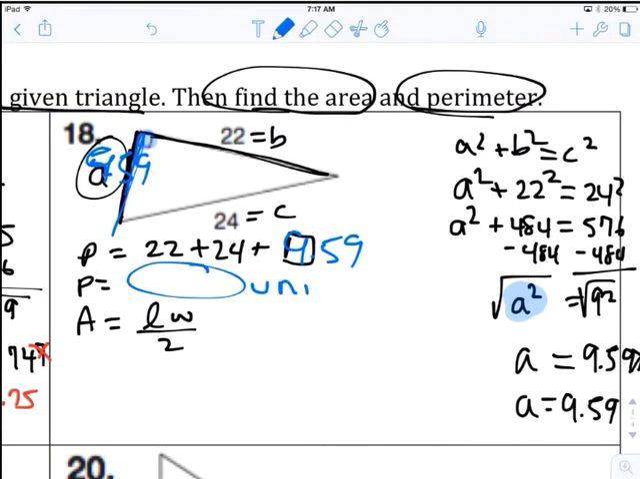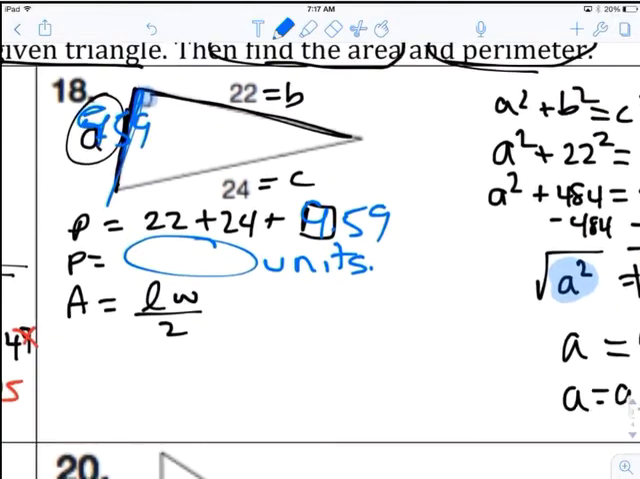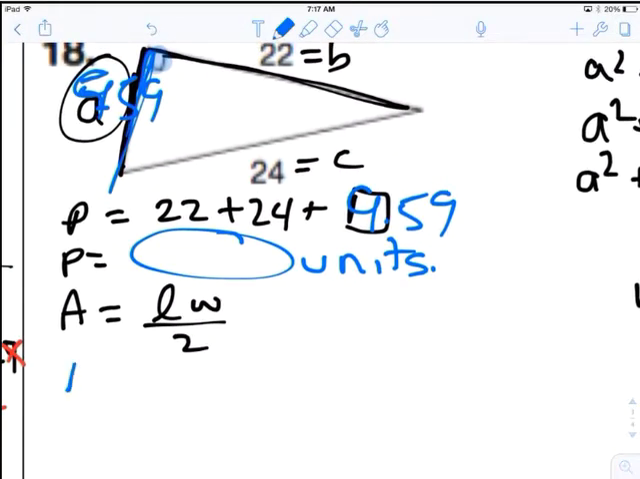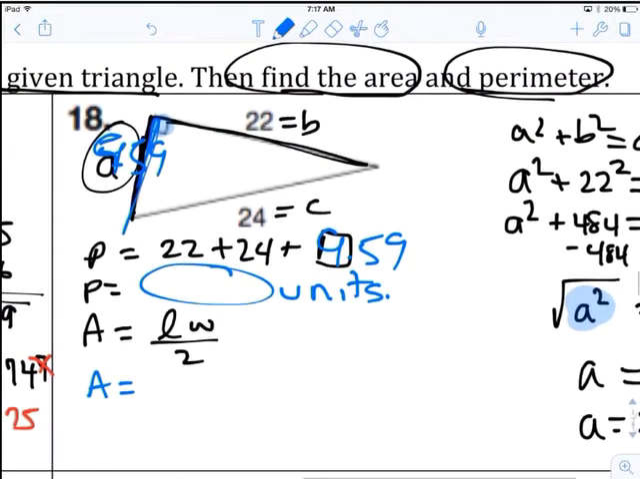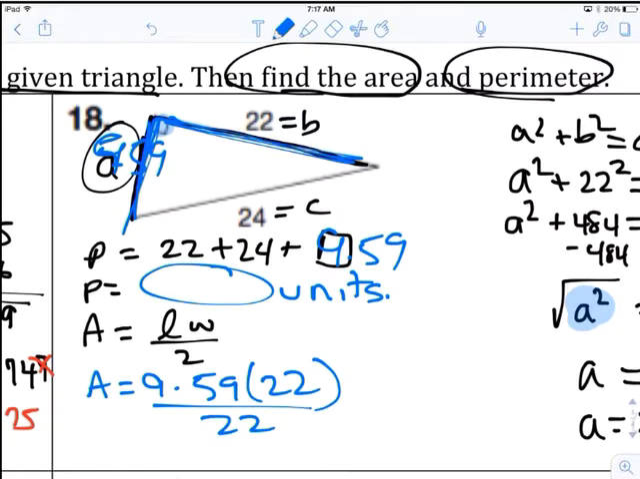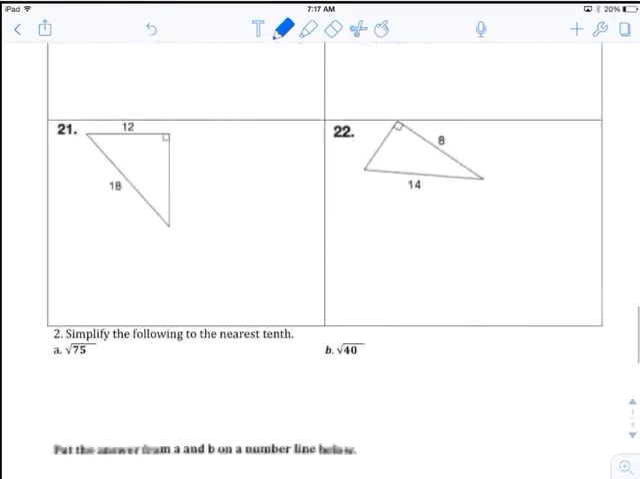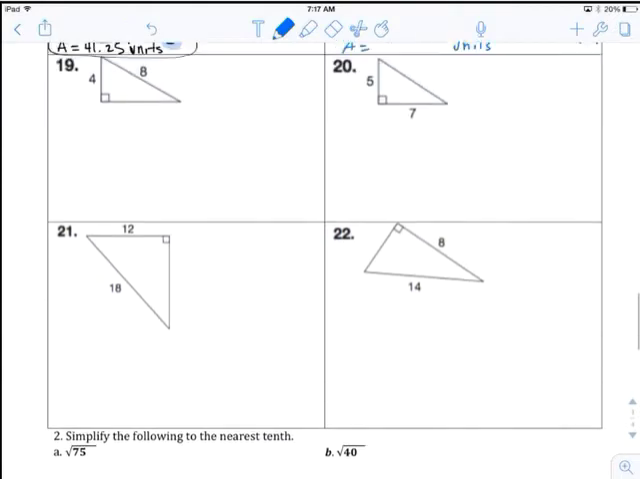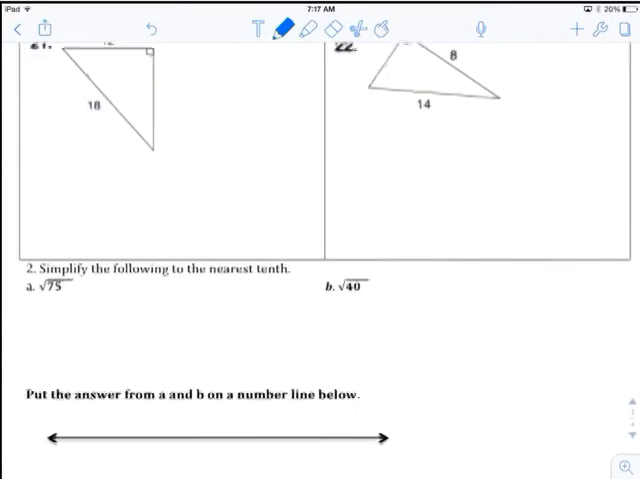Remember, your answer is just units. And then you do area equals length times width. Length and width are the two legs. 9.59 times 22 divided by 2. Use your calculator and remember to put units squared. And that's how you do all of tonight's homework. I hope that helped.